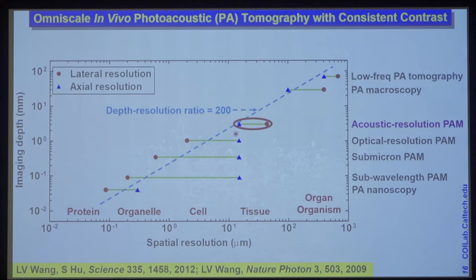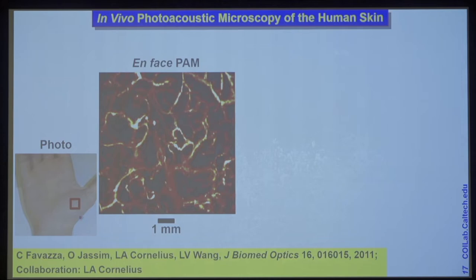This is an example image of our own palm. Again, you don't have to inject any contrast agent. We're using hemoglobin as an endogenous contrast. And you can get a depth resolved image showing the standard skin structures.